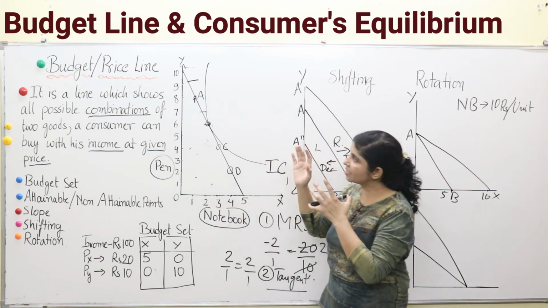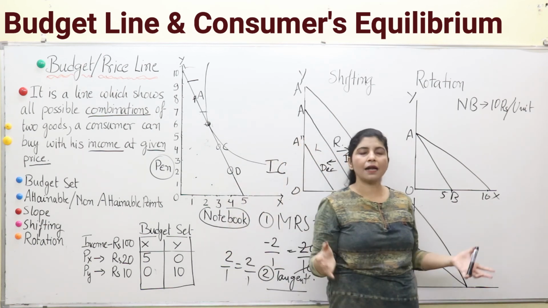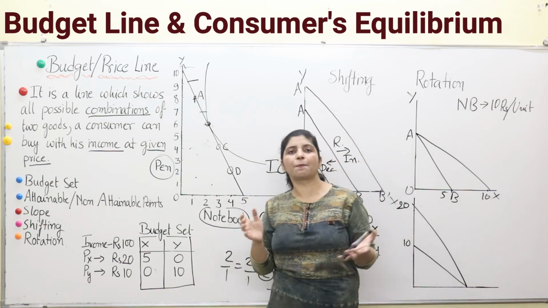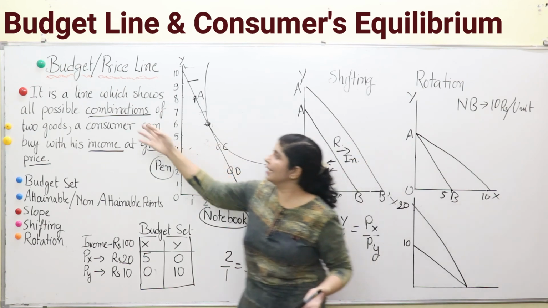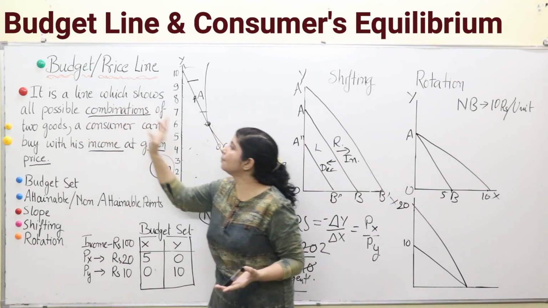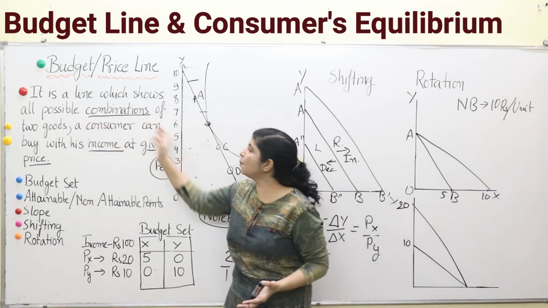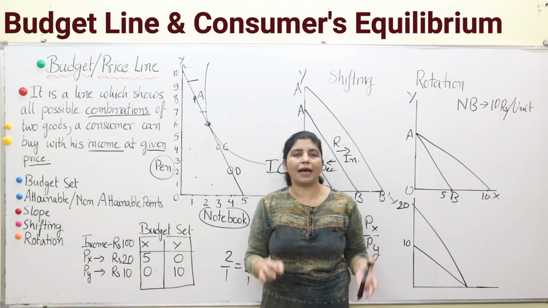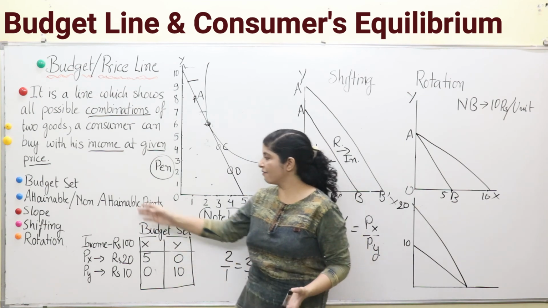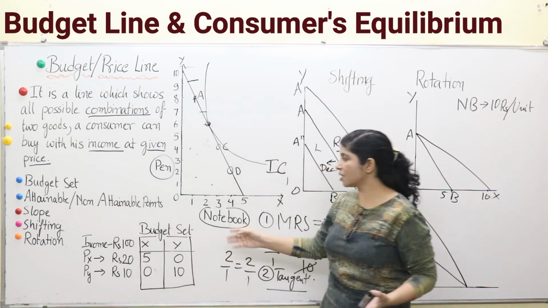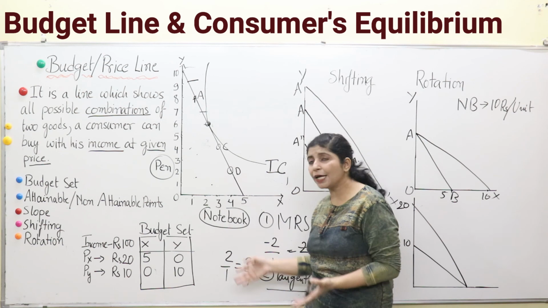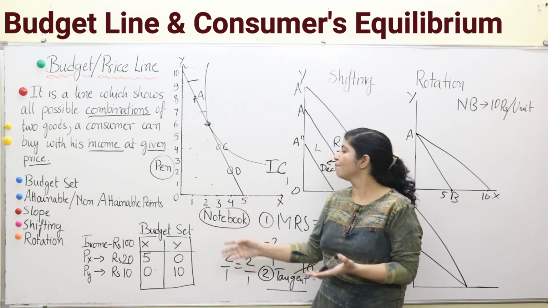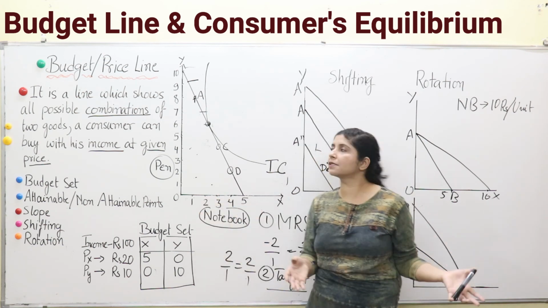So we have discussed our price line. It simply is a line which shows the price of two commodities which a consumer can buy with a given income. And what is the price line? It is a line which shows all possible combinations of goods which the consumer can buy with a given income and the price of two commodities. And we have discussed the budget set. What is the budget set? The schedule or the table which shows the different combinations of two commodities which a person can buy.